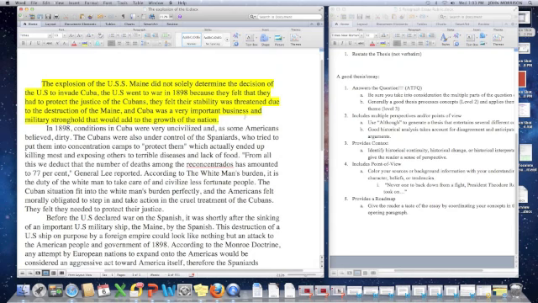This student tells us that the explosion of the USS Maine did not solely determine the decision of the U.S. to invade Cuba. The U.S. went to war in 1898 because they felt that they had to protect the justice of the Cubans, they felt their stability was threatened due to the destruction of the Maine, and Cuba was a very important business and military stronghold that would add to the growth of the nation. Okay? We're going to look now at our rubric and analyze where this thesis is strong and what it needs work on.